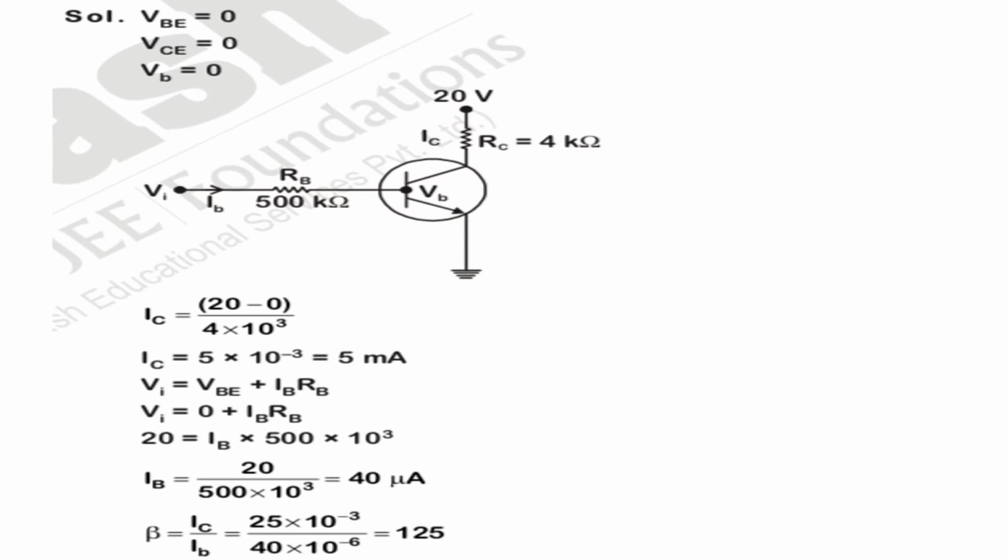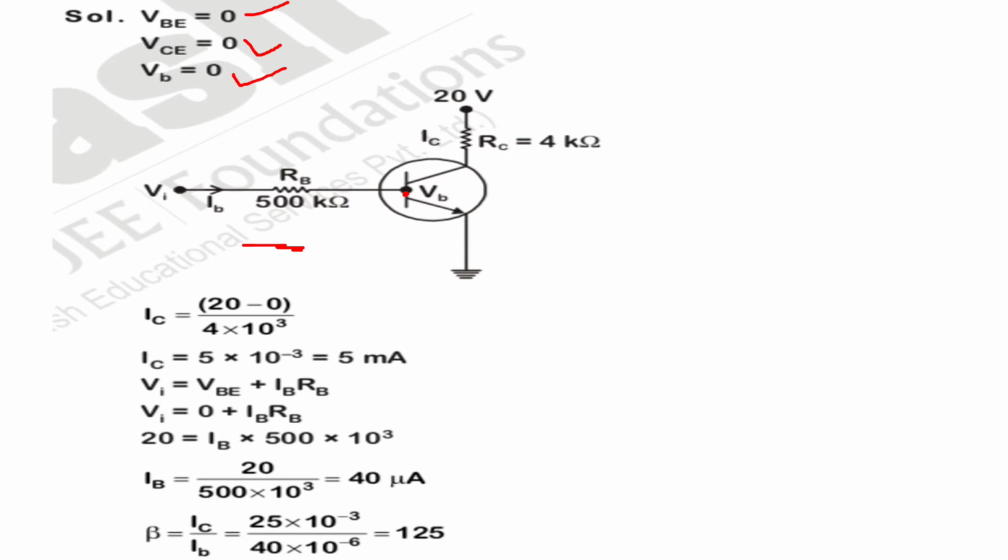So the VB will be 0 and VCE will be 0 and VB will be also 0, okay, this is VB, this will also be 0 and VBE is also 0, will be grounded, okay. So let's do the solution.